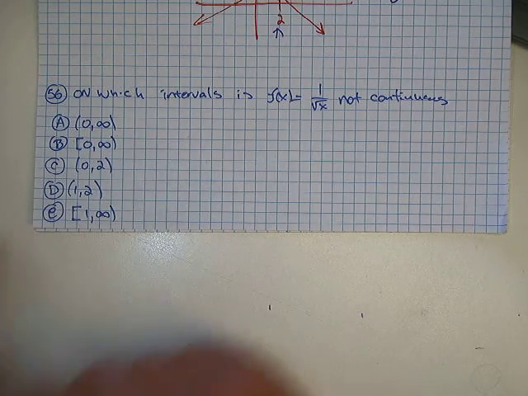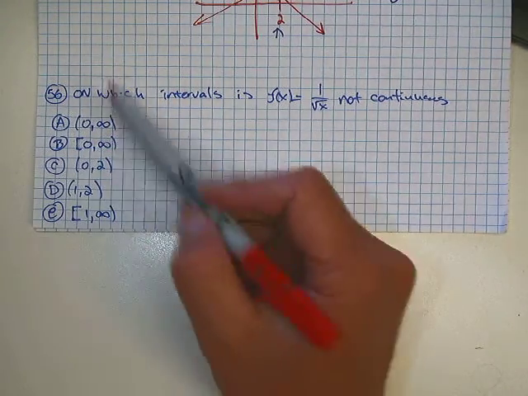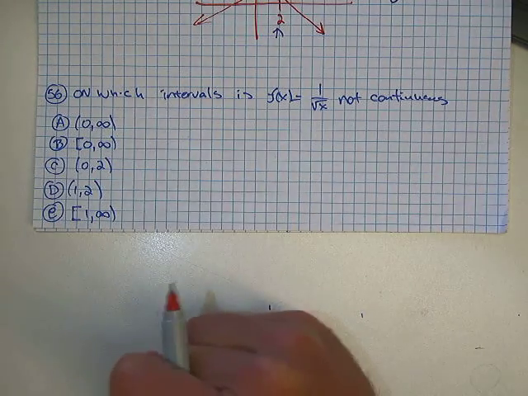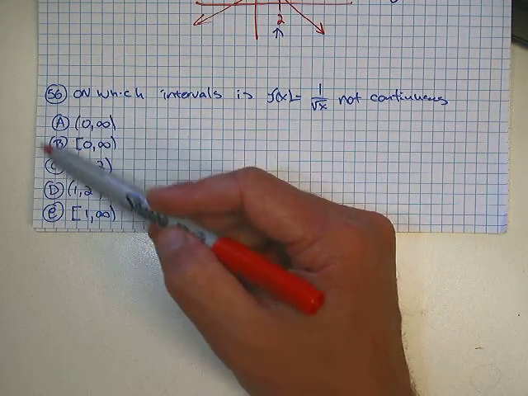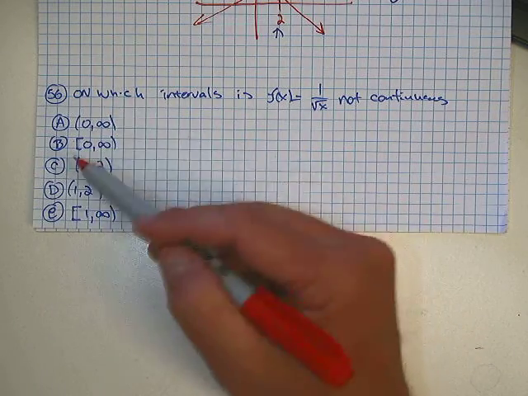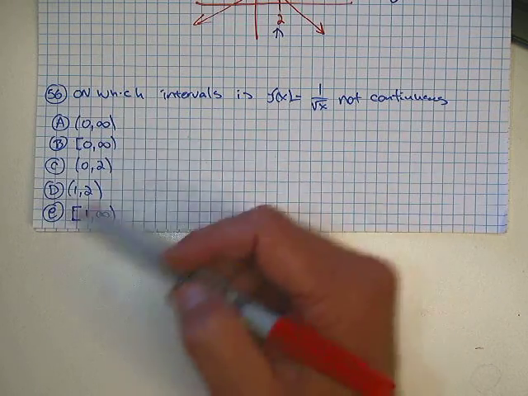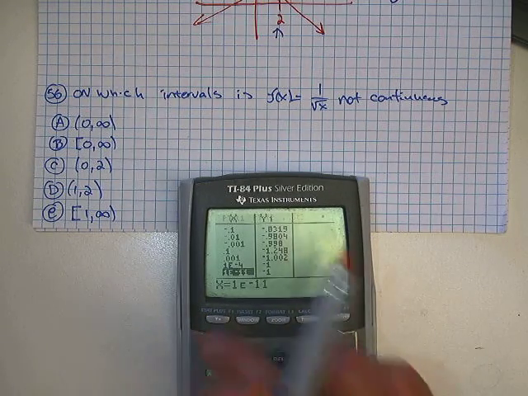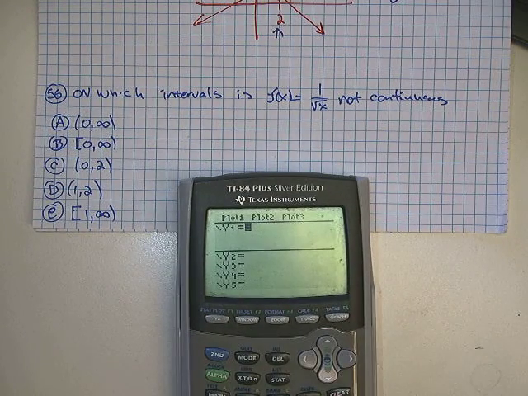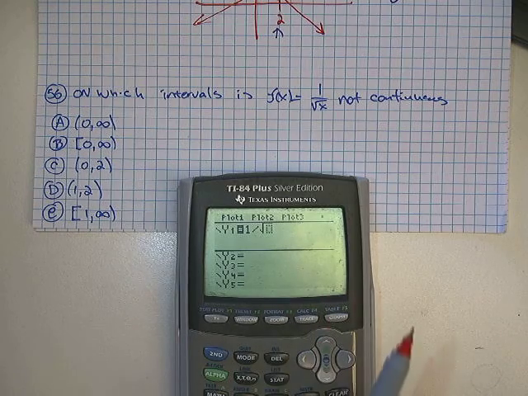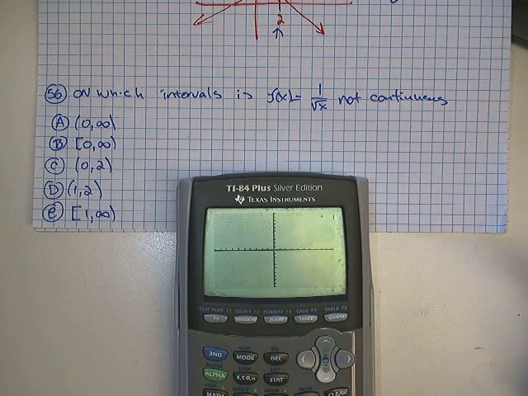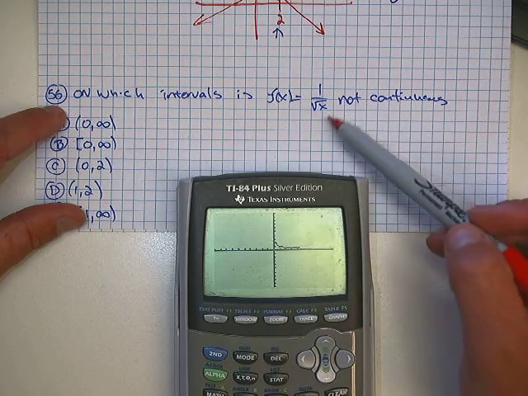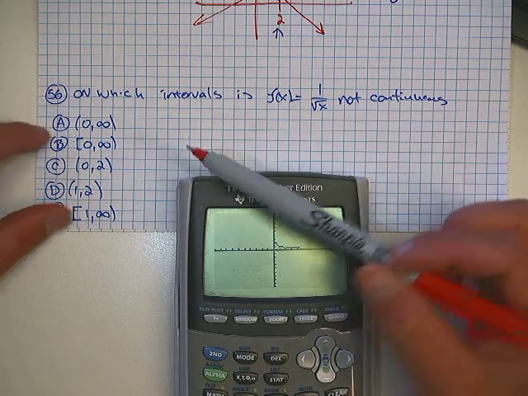So the next question says, on which intervals is f of x equals 1 over the square root of x not continuous? Now, this is a great question because it's a multiple choice. What I want you guys to do is I want you to really work hard on doing these multiple choice questions. If you just take a guess and just put an answer, yeah, you're going to get your homework done, but you're not going to see the importance of what these questions are asking. So I would look at this equation, I would graph it real quick, and I would just say 1 divided by the square root of x. Okay, graph it.